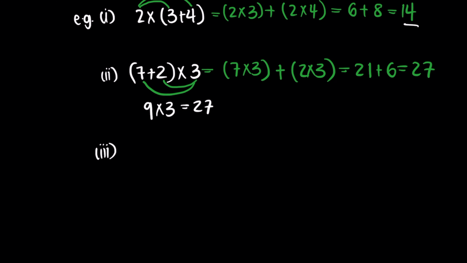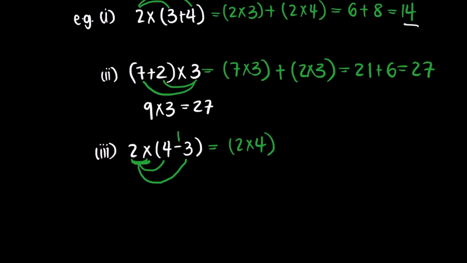Third example. 2 multiplied by, open brackets, 4 minus 3, close brackets. We distribute the 2 to the 4. So 2 multiplied by 4. And next we distribute the 2 to the 3. But remember that we have to preserve the sign between the numbers. And this is a negative sign. So we place this negative sign between them until we have 2 multiplied by 3. Okay. This is 8 minus 6, which is 2 when we work it out.